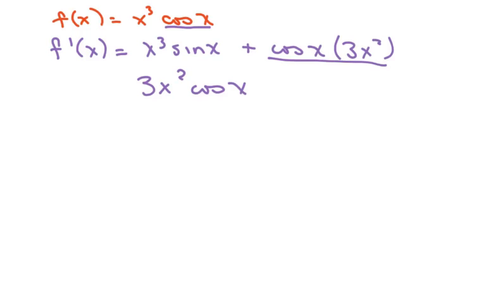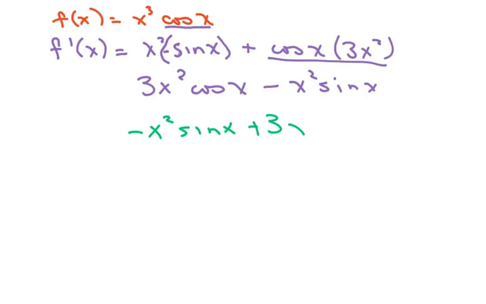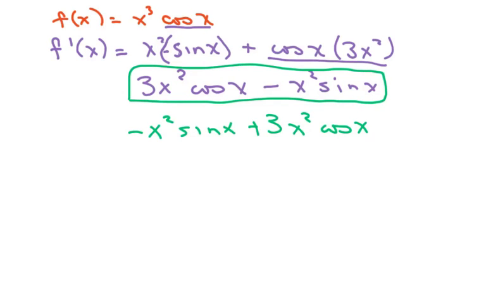Sorry, this should have been minus. So minus sine of x. And this will be minus x squared sine of x. So basically on this one, you would have negative x squared sine of x plus 3x squared cosine of x. That's fine, but usually they don't like to lead with the negative. So that's why we rewrote it.